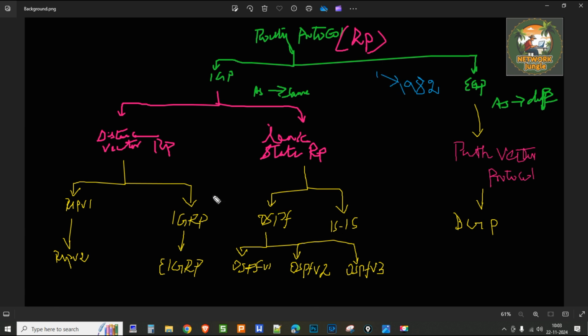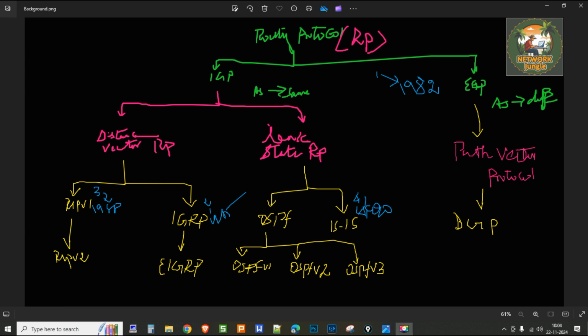Second, the Interior Gateway Routing Protocol was introduced in the year 1985. That is the history of how the protocols were introduced in the world. Third, in 1988 RIP version 1 was introduced to share dynamic routing information. Fourth is the link state protocol. IS-IS was introduced in the year 1990.